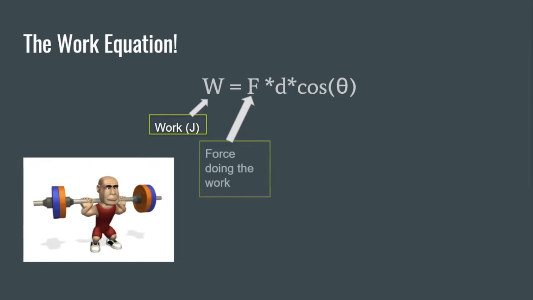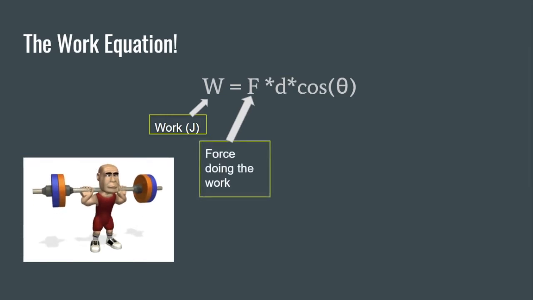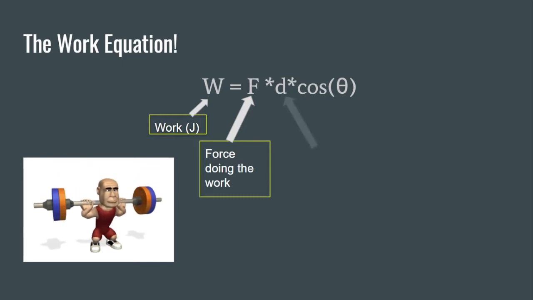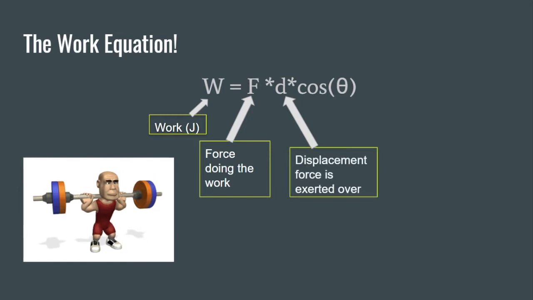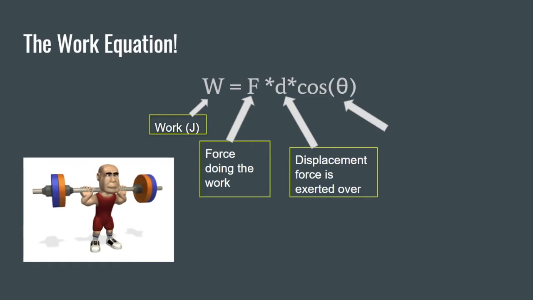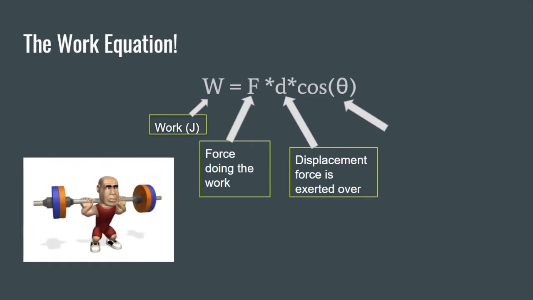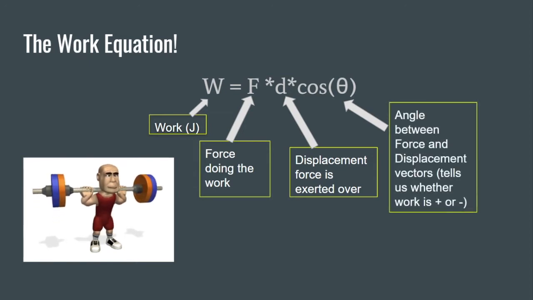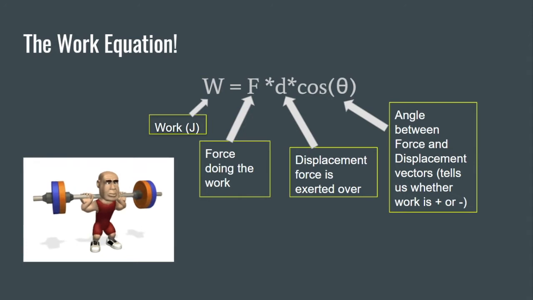F stands for force, and it's the force that's doing the work. And we'll talk about that a little bit more later on, how forces do that work. D is going to be the displacement the force is exerted over that object. So in simple terms, just the distance that the force is acting over. And cosine theta is kind of easy, but also really difficult to understand. Cosine theta is the angle between that force and displacement vector. And it's going to tell us whether work is positive or negative, or in some cases zero. And we'll see that on the next slide.